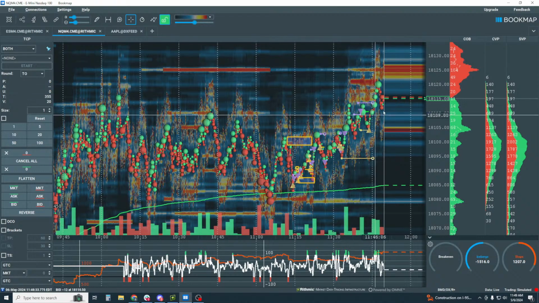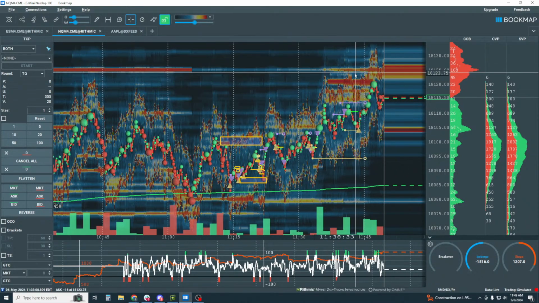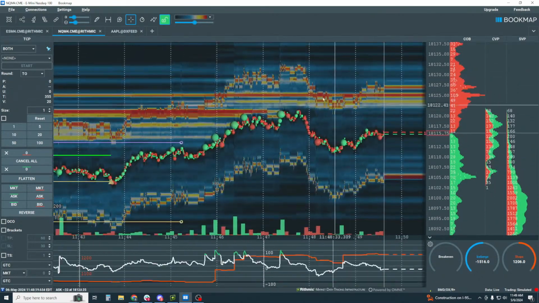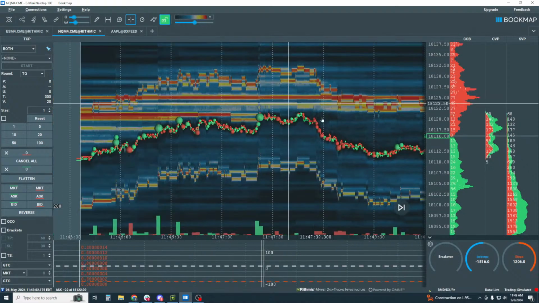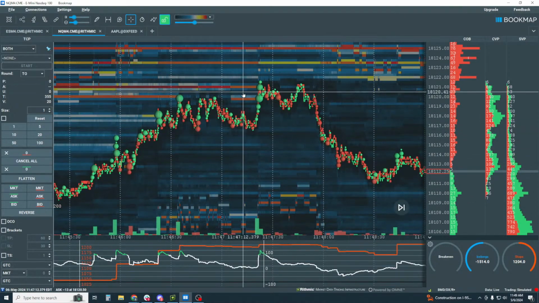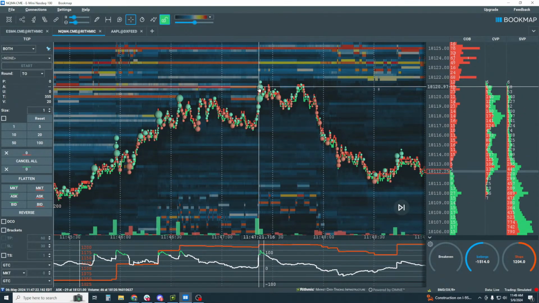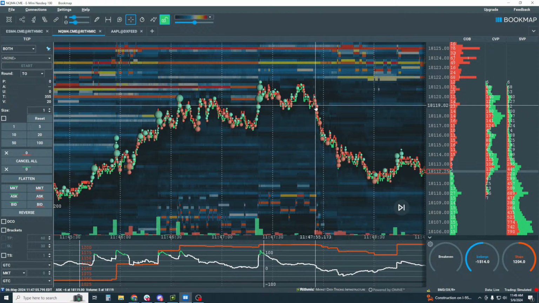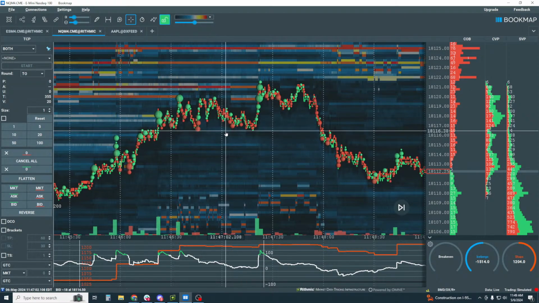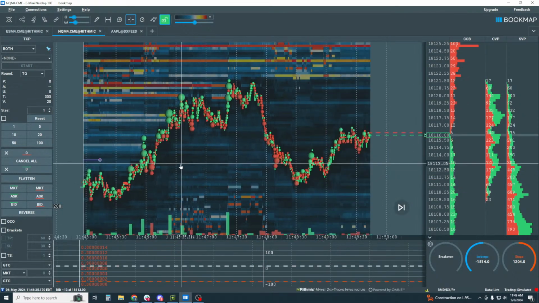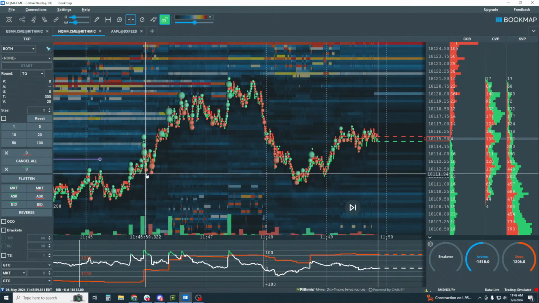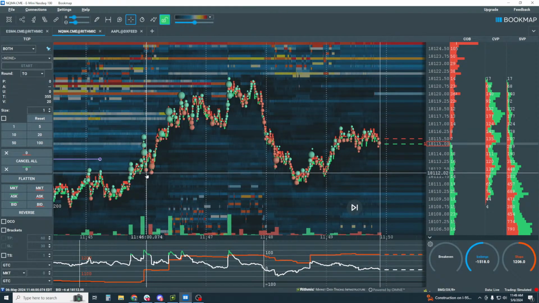Okay. So we were looking for a rejection up here. Same ideas that we covered in this small fractal example here. And we had our absorption, exhaustion, sellers, bottom of the range. Okay, bottom of this range. Okay, and yeah, it has bounced since.